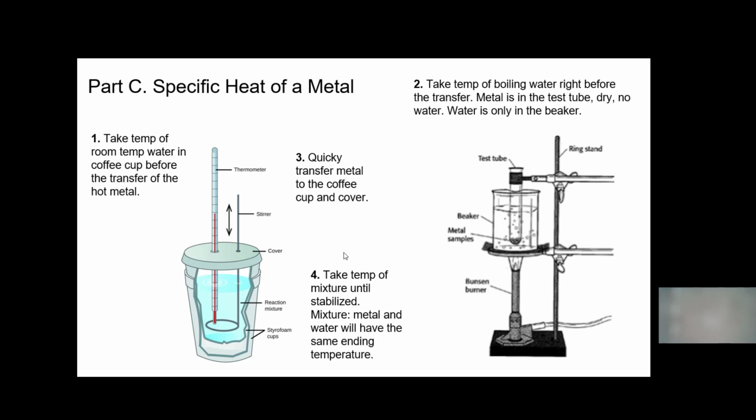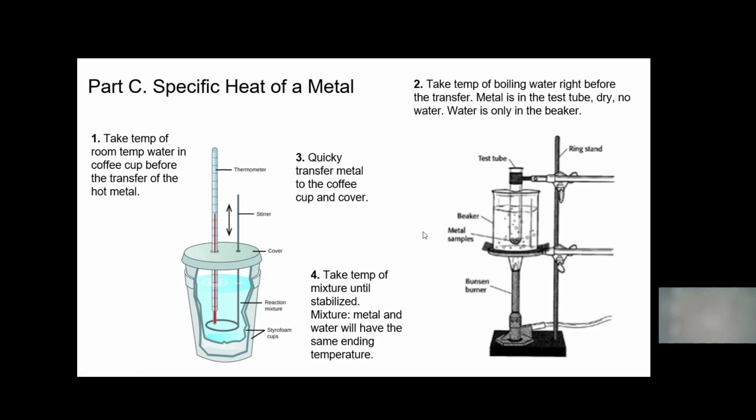So in part C, we're going to take the temperature of room temperature water in a coffee cup before the metal is transferred. Then we're going to heat the metal. This test tube only has metal in it. It is dry metal. It is surrounded by water on the outside only. We take the temperature of the water as it's boiling as the temperature of the metal. Then right before we transfer it, we take the temp and then we transfer this metal very quickly in here. And then we close it and we start taking the temperature of what's happening. We take the temperature until it has not changed for several minutes.